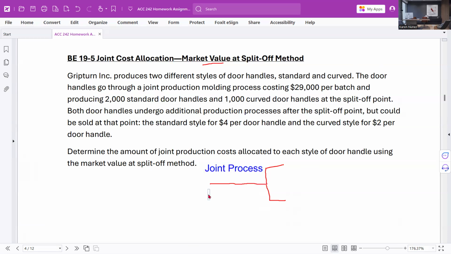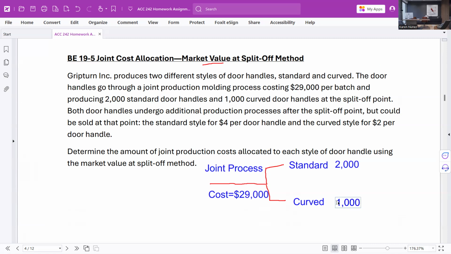That has a cost that is exactly $29,000 a batch. That's what it costs. It costs $29,000 a batch. And a batch yields two products, the standard and the curved, right? Two products. And we need to use the market value at split off. So this batch, $29,000 a batch, yields 2,000 of the standard, and it yields 1,000 of the curved.